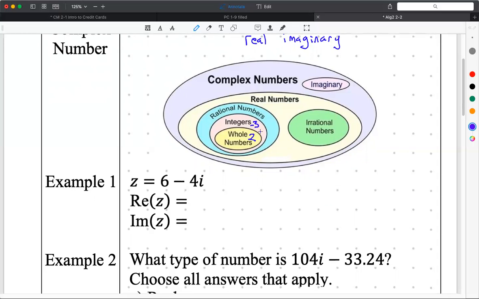And then rational numbers, I can think of as parts. I can think of 1.5, or I can think of 2/3. I can start thinking of fractions or decimals, stuff like rational numbers, okay? And then you get to real numbers, which has both rational and irrational numbers.